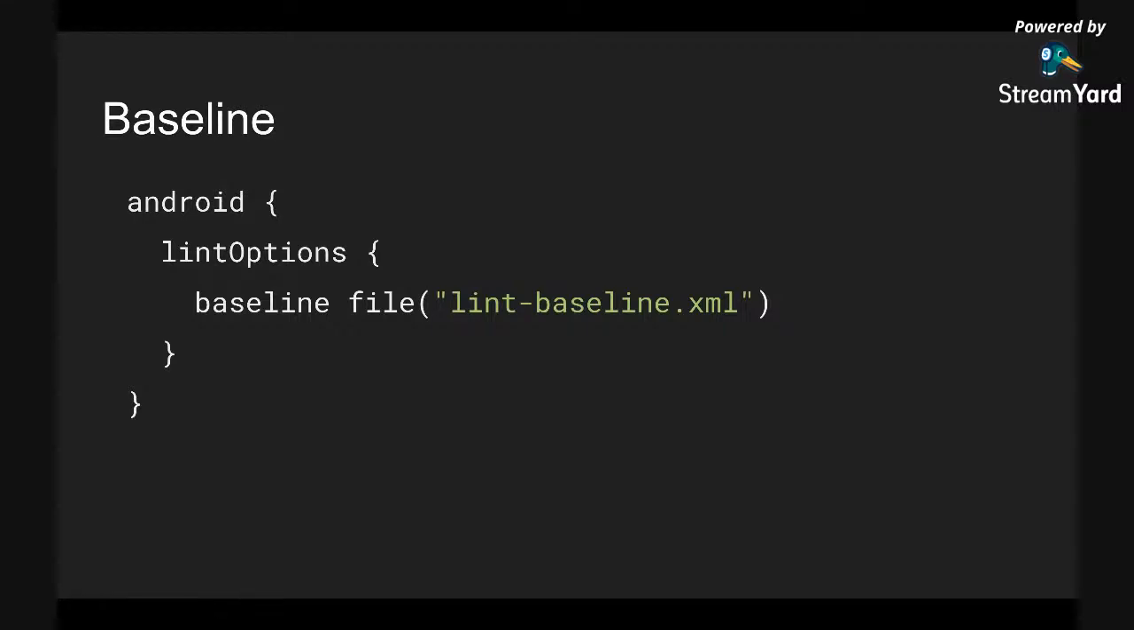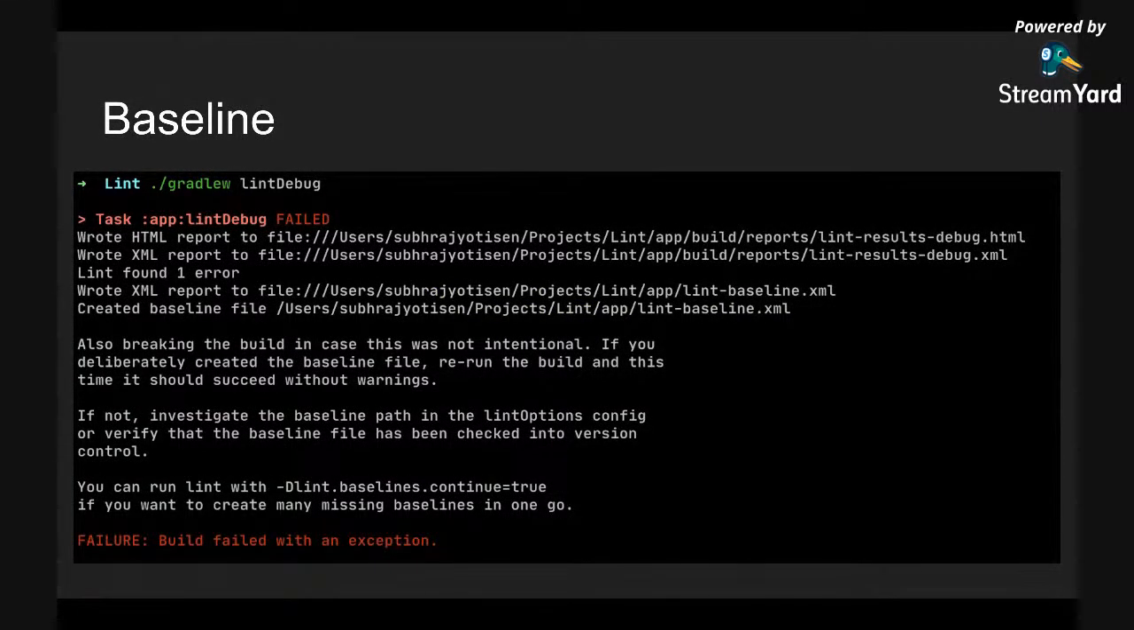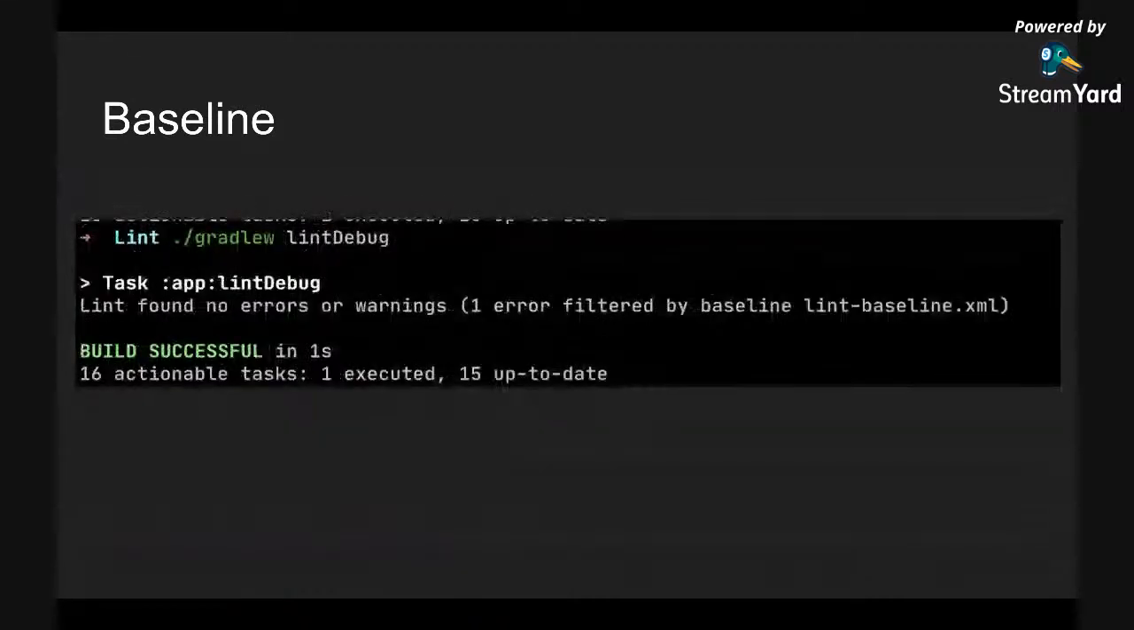The way you do it is add the lintOptions block in your app's build.gradle and add a baseline file. You don't have to create the file. Lint will create it the first time you run it. So if I run lint on my debug variant, I got one error for my project. You can see that lint wrote an XML and HTML report first, and then it also wrote those to my baseline file. And the file name is the same as what I had mentioned.